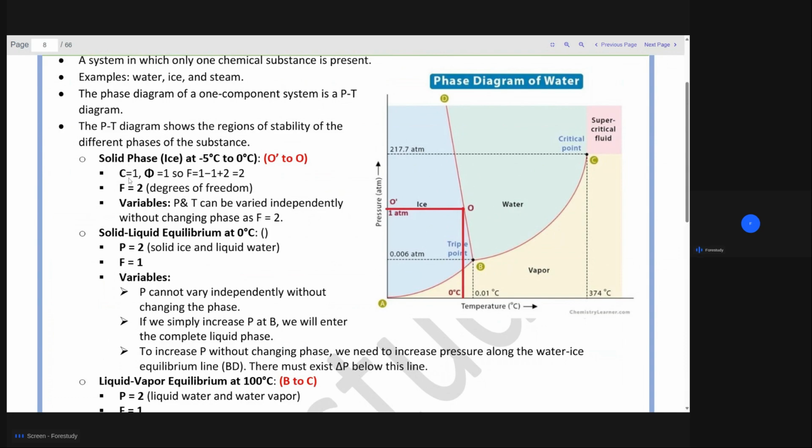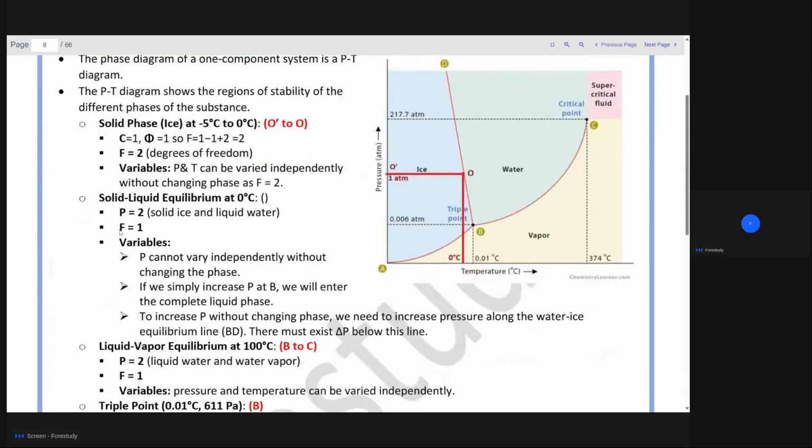In the previous example, the phase was 1. In this example, the phase is 2, right? The phase equals 2, so the degree of freedom will be 1. Why 1? Because C minus P plus 2, that is 1 minus 2 plus 2, is 1. So here the degree of freedom will be 1. Sorry, here C equals 1, phase equals 2, so F will be 1.